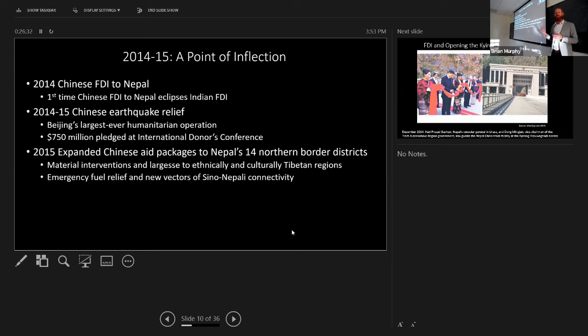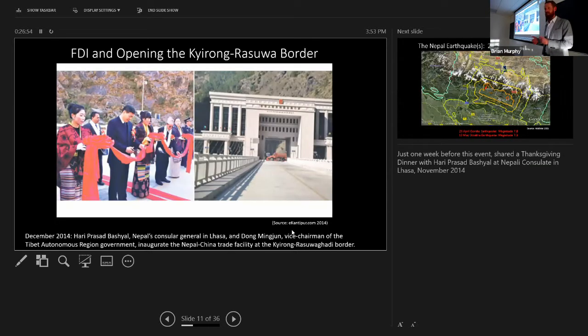So material largesse was directed towards ethnically and culturally Tibetan regions, which was then followed by emergency fuel relief and some important new vectors of Sino-Nepali connectivity. I'll walk us through these events a bit more deliberately here. In early December of 2014, here we're back at the gatehouse in Rasuwa. This road, bridge, and border was opened in a high-profile event with Nepal's Consul General to Lhasa, Hari Prasad Bashyal, and Dongming Jun, the vice chairman of the TAR, along with many other dignitaries.